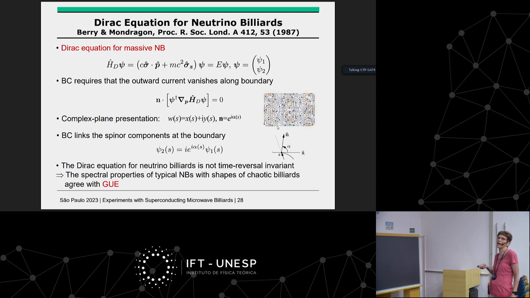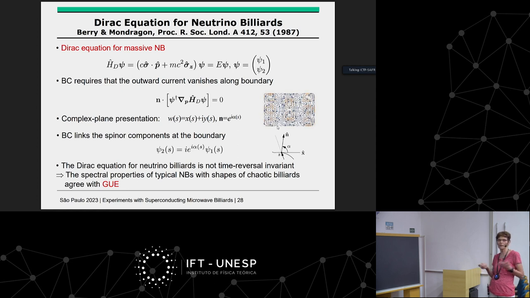It's called the Dirac equation by Berry and Mondragon, even though it's a Weyl equation, because you only look at this two-dimensional equation. The wave functions are spinor functions with two components, and the Dirac Hamiltonian is the massless Dirac Hamiltonian, which was introduced by Berry and Mondragon, plus a mass term, which is given by that term here. To define a neutrino billiard, you have to impose boundary conditions on the spin 1/2 particle which moves inside the billiard. This is done by requiring that the outward current should vanish.